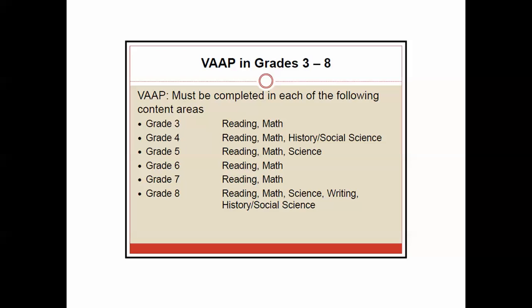So the VAAP must be completed in each of the following areas. For students in grade 3, it's reading and math. For students in grade 4, it's reading, math, and history, social science. In grade 5, reading, math, and science. In grade 6, reading and math.